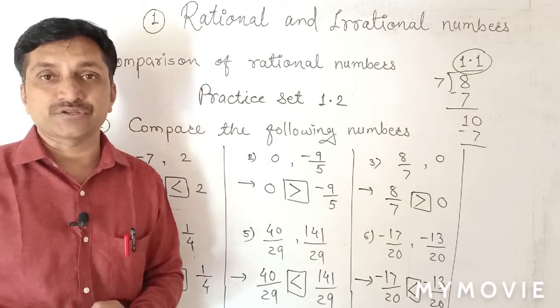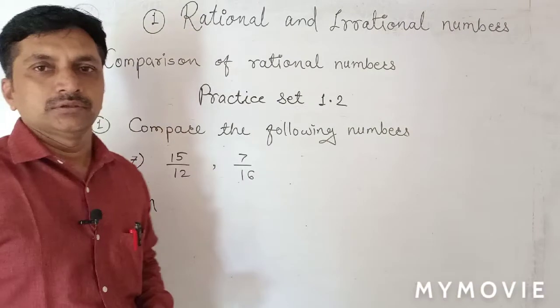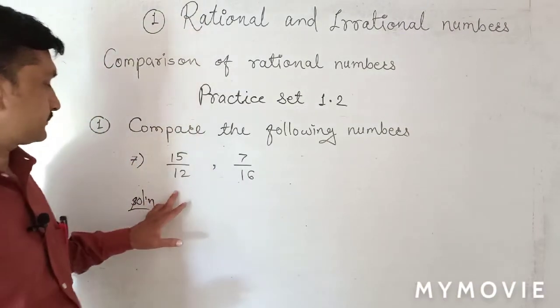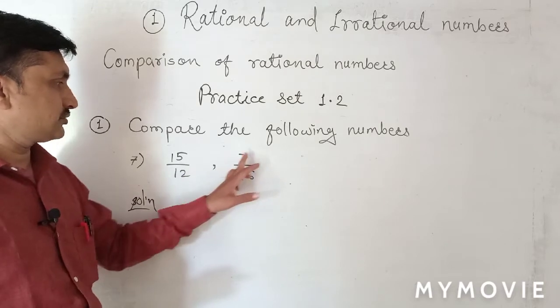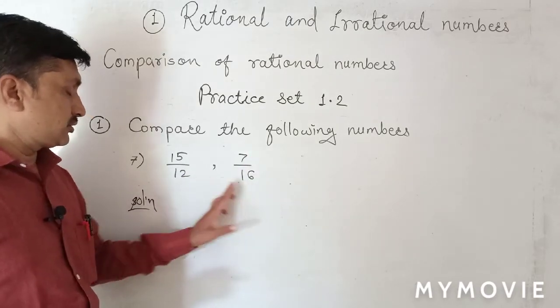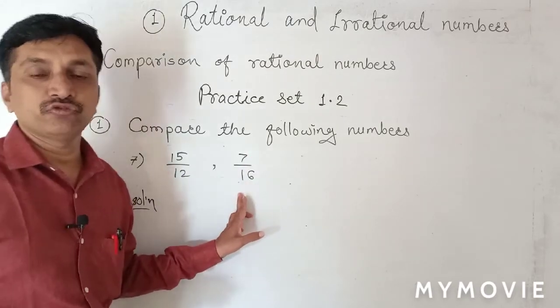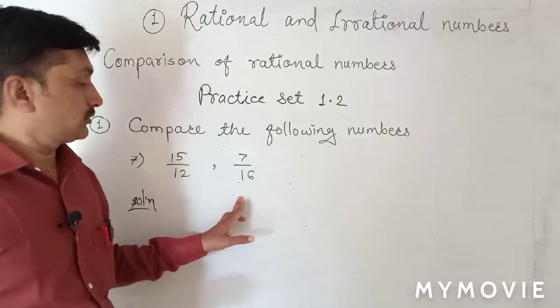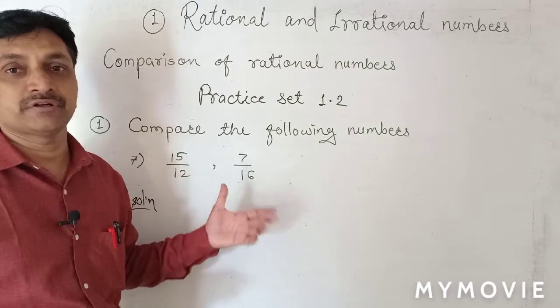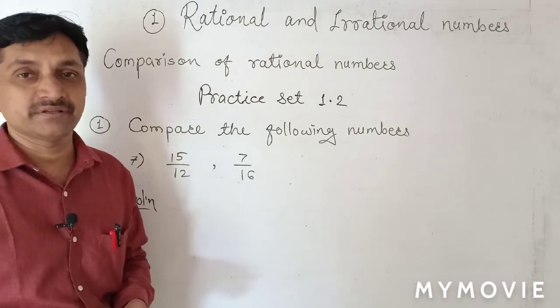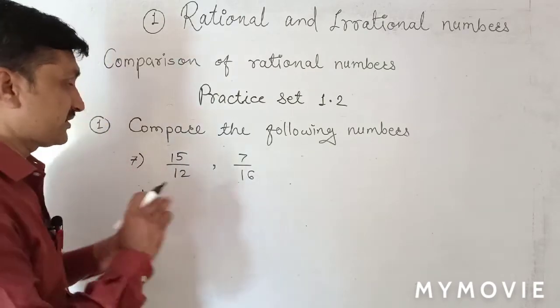Now let's continue to the next one. Now let's see example number 7. In example number 7, 15 upon 12, 7 upon 16. If denominators are same, we can compare the numerators directly. But here denominators are different. Now this is a different type. Then how to compare them if different denominators are given?